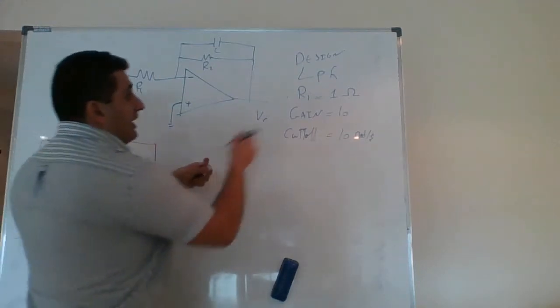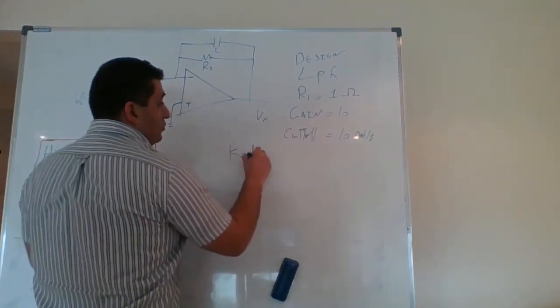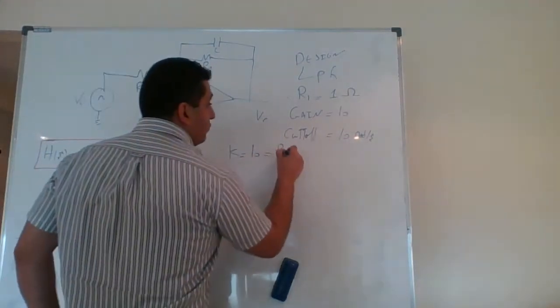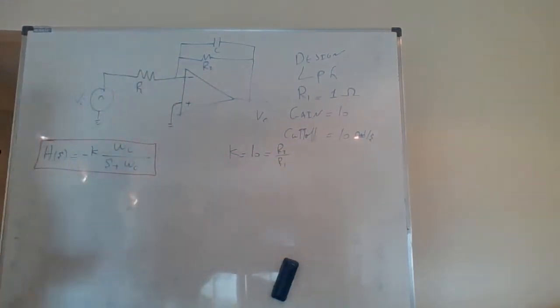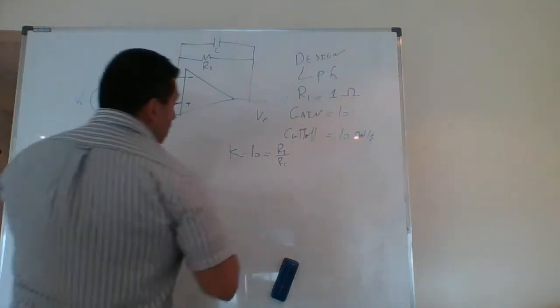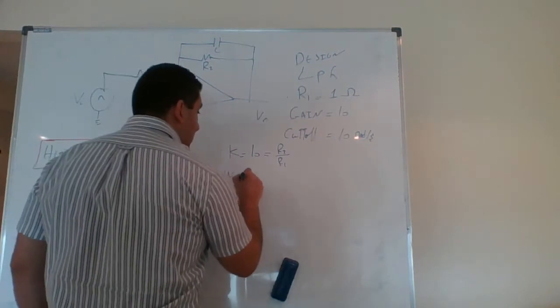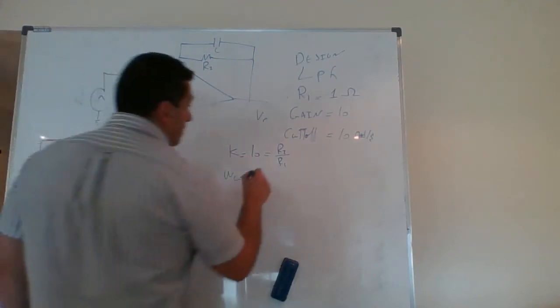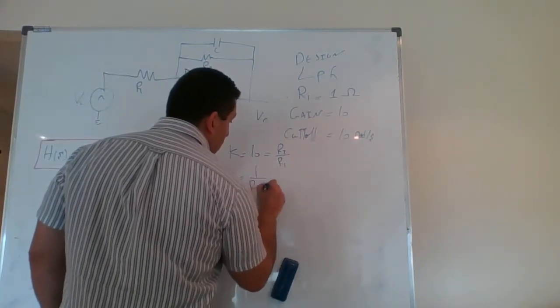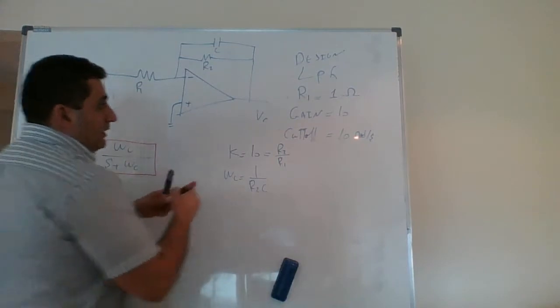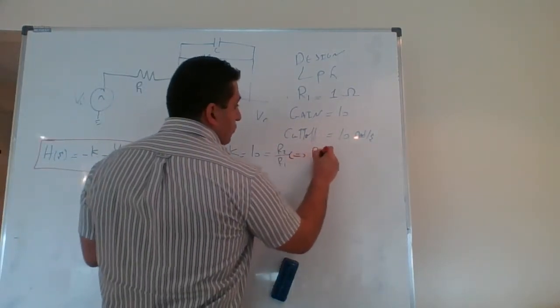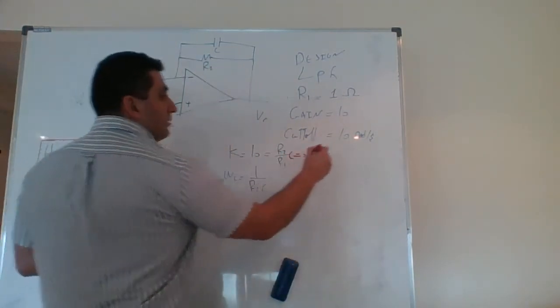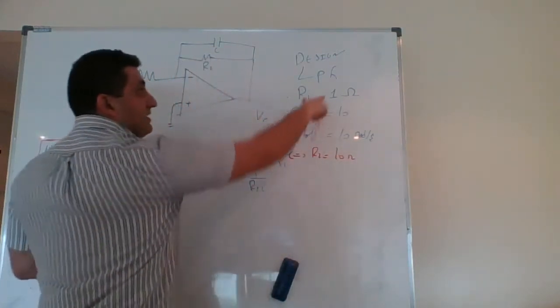Okay. What I learned, perfect. The gain K is equal to 10. What I learned is that it's equal to R2 over R1. Is that correct? R2 over R1. And also omega C, what I learned, is 1 over R2C. Perfect. This will give me R2 equal to 10 ohm, because R1 is given to be 1.